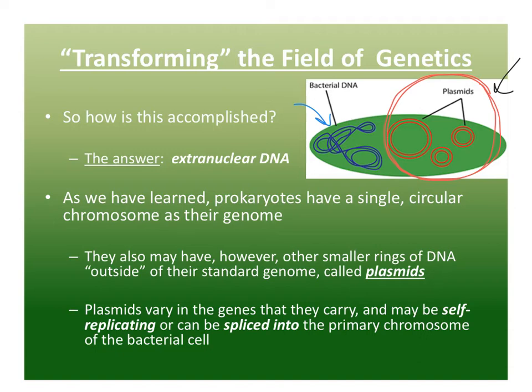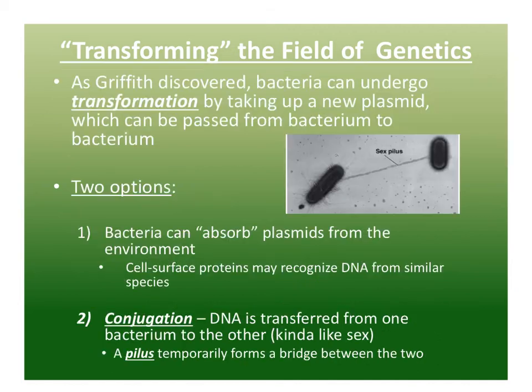The plasmids also can be self-replicating, meaning that they will use the cell machinery to make copies of themselves, or they can be spliced into the cell's standard genome and then copied when that bacterium copies all of its DNA. And then you would kind of splice the plasmid back out again. Now, what makes plasmids most unique is that they can move from one cell to another.